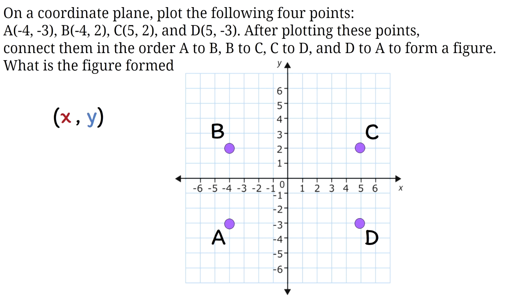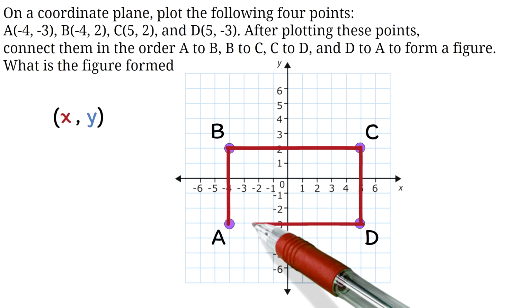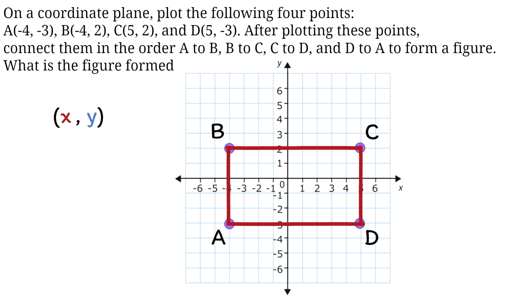We are told to connect the points in the order A to B, B to C, C to D, and D to A. After connecting the points, we will notice that opposite sides are parallel and equal, and the angles are at 90 degrees. So this is a rectangle.